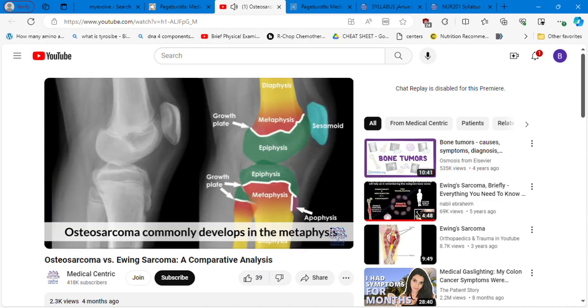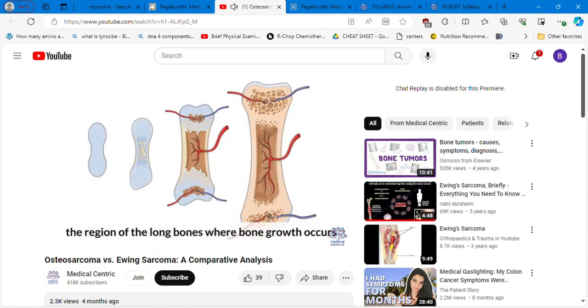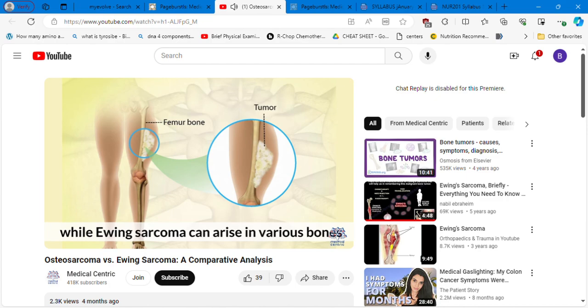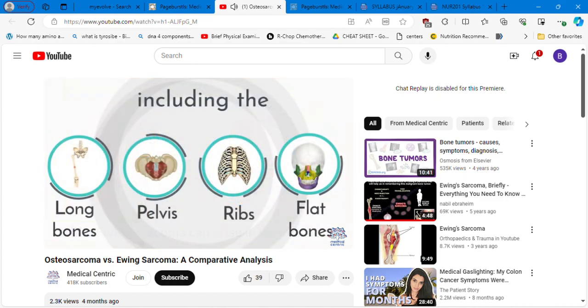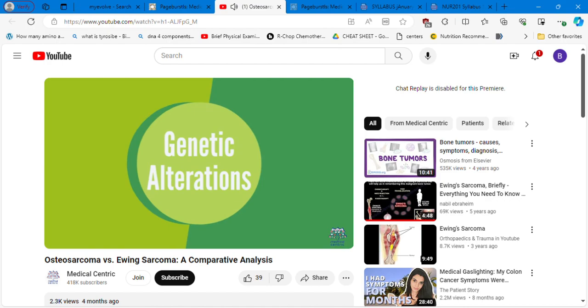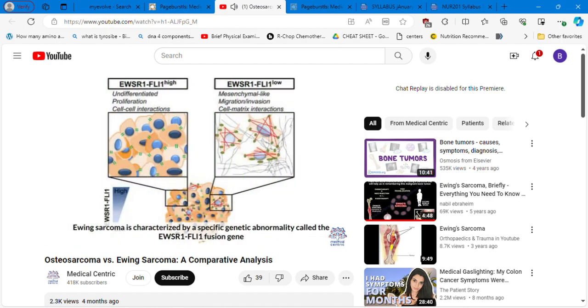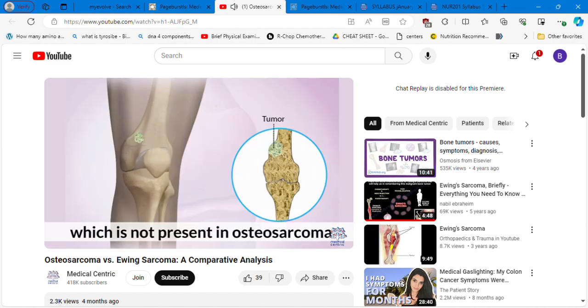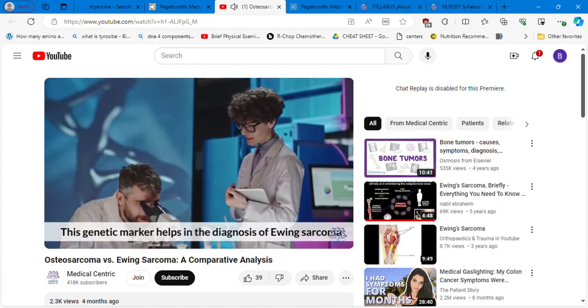3. Primary site. Osteosarcoma commonly develops in the metaphysis, the region of the long bones where bone growth occurs, while Ewing sarcoma can arise in various bones, including the long bones, pelvis, ribs, and flat bones, such as the skull. Okay. 4. Genetic alterations. Ewing sarcoma is characterized by a specific genetic abnormality called EWSR1 FLI1 fusion gene, which is not present in osteosarcoma. This genetic marker helps in the diagnosis of Ewing sarcoma.